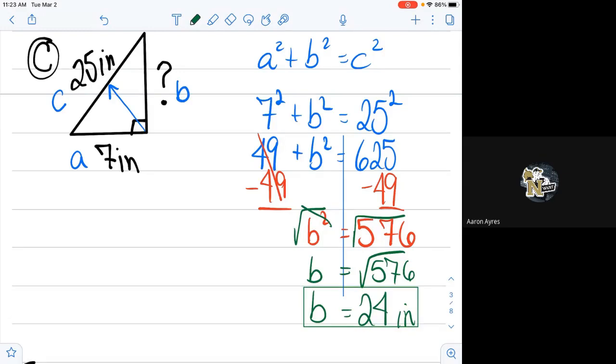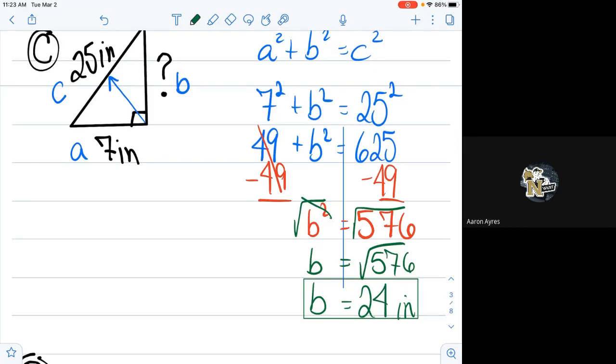So now you see an example both ways. One where you have to find the hypotenuse, one where you have to find a leg. It's not necessarily harder, it's just different manipulation of the terms. So instead of adding the two legs together, you have to subtract one from the hypotenuse.